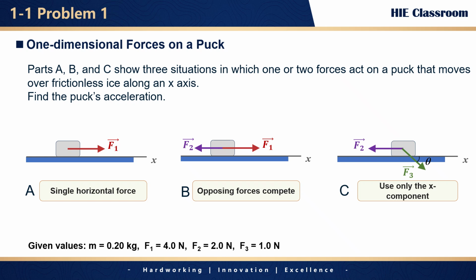the x-axis. The puck has a mass of 0.2 kg. The forces F1 and F2 act along the x-axis with magnitudes of 4 newtons and 2 newtons. The force F3 has a magnitude of 1 newton and is applied at an angle of 30 degrees. In each case, our goal is to find the acceleration of the puck.